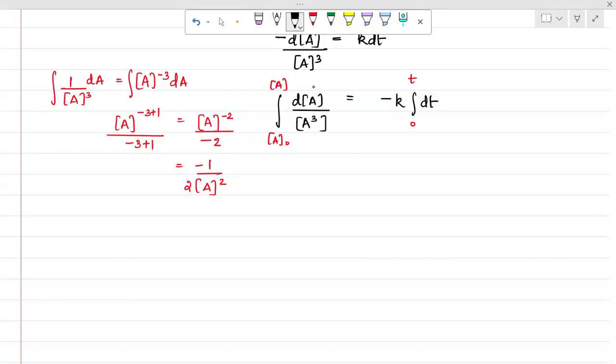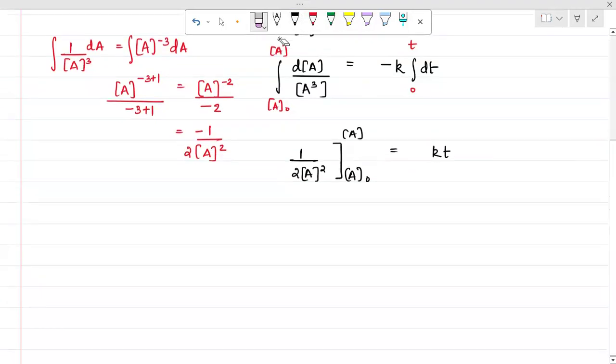Okay, now I have a negative over here. So minus 1 by 2A squared from lower limit to upper limit is equal to minus K into T. T minus 0 is this much. Okay. Now see, I have negative on the left, I have negative on the right. I can directly cancel them. Now let's put the limits.